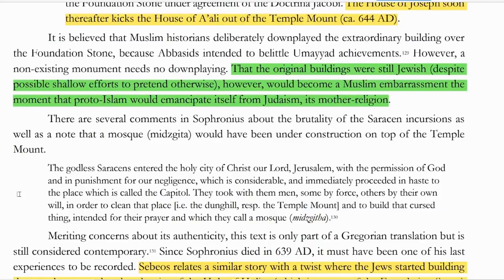It is believed that Muslim historians deliberately downplayed the extraordinary building over the foundation stone because Abbasids intended to belittle Umayyad achievements. However, a non-existing monument needs no downplaying. That the original buildings were still Jewish despite possible shallow efforts to pretend otherwise, however, would become a Muslim embarrassment the moment that Proto-Islam would emancipate itself from Judaism, its mother religion.